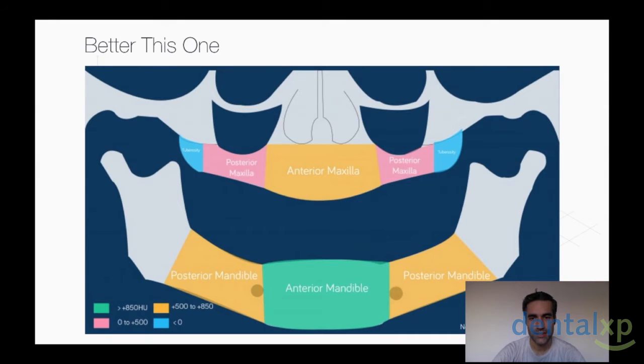And this is the map that we have to have in our head before we perform immediate loading, to know where is the hard bone, the soft bone, and the medium bone. Here is a graphic that I created based on the article from Norton in 2001.